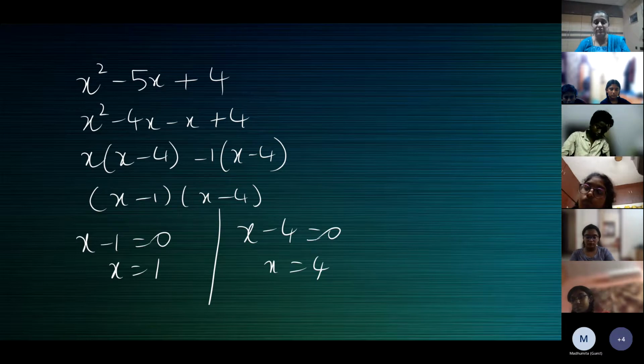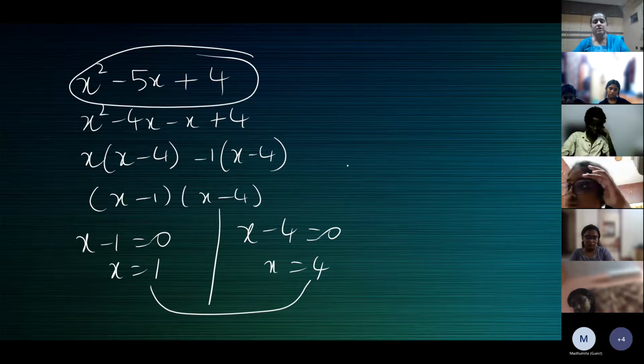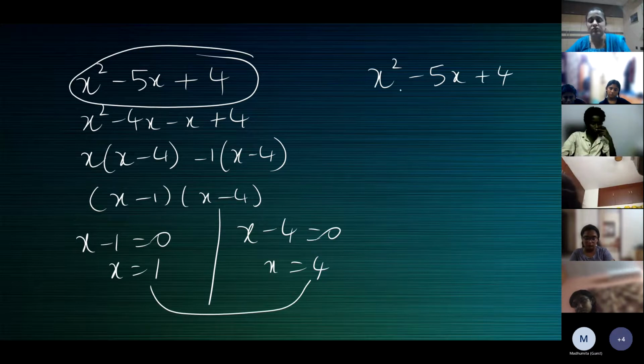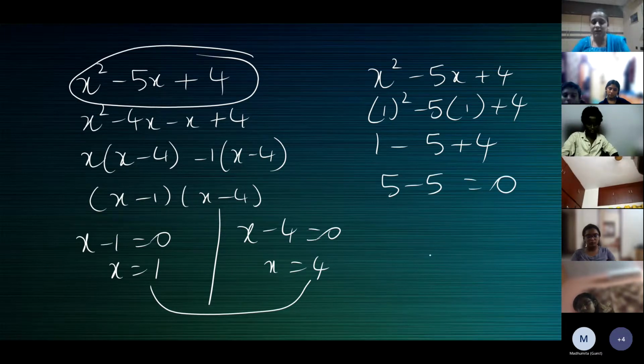So we got two different numbers. These two numbers, 1 and 4, can make the value of x square minus 5x plus 4 zero. Now let's check that. In x square minus 5x plus 4, in place of x, we'll use 1. So that makes 1 plus 4, which is 5, and 5 minus 5 is 0. So when x is 1, the value of x square minus 5x plus 4 is 0. So 1 is a zero of the polynomial x square minus 5x plus 4.